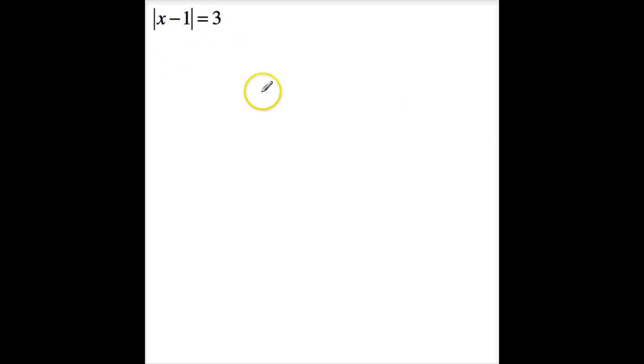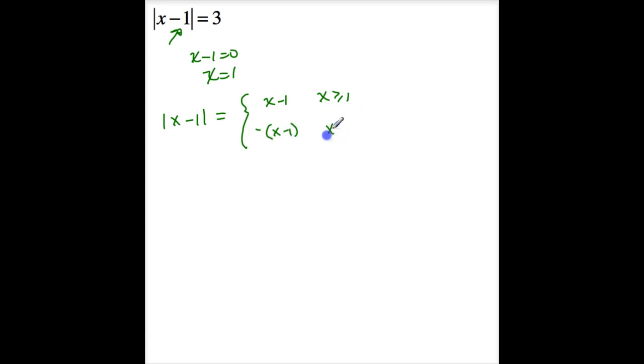Now suppose I give you a function like this: the absolute value of x minus 1 is equal to 3. The first thing you need to do is to find the 0 of this. The 0 is when x minus 1 equals 0, or x equals 1. This will be what you use to break your absolute value function into a piecewise function. So write the absolute value of x minus 1 is equal to x minus 1 when x is greater than or equal to 1, and it's equal to minus x minus 1 for x less than 1.